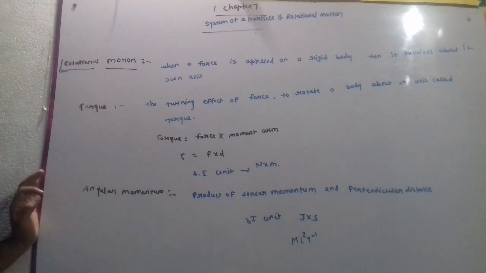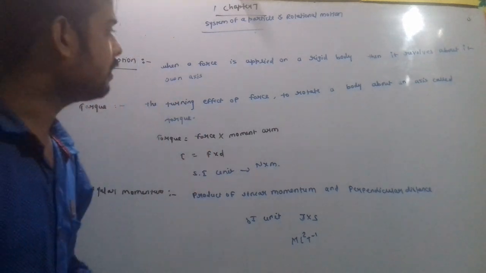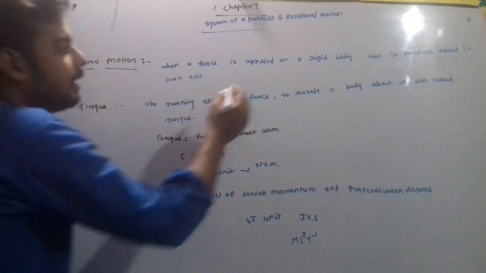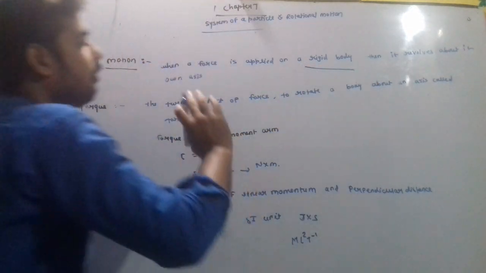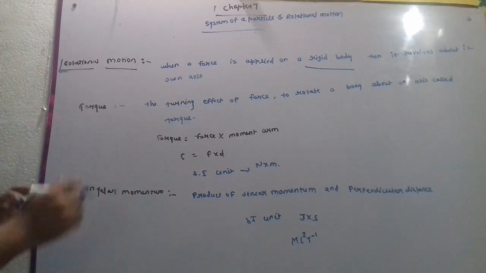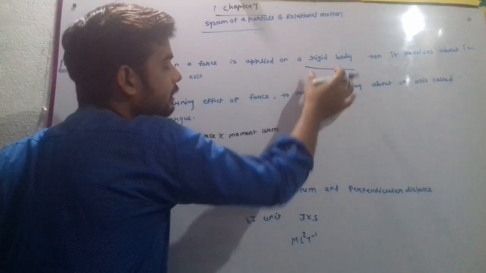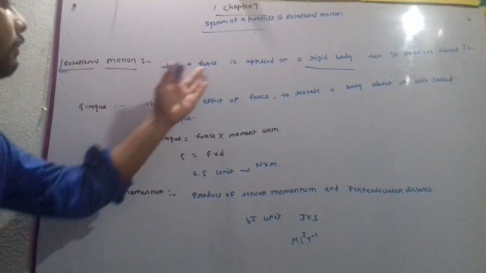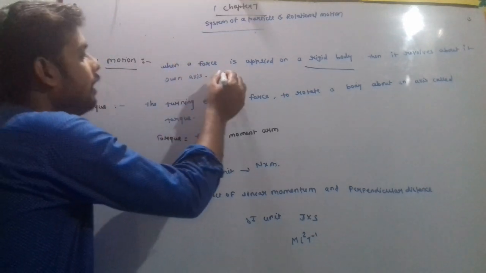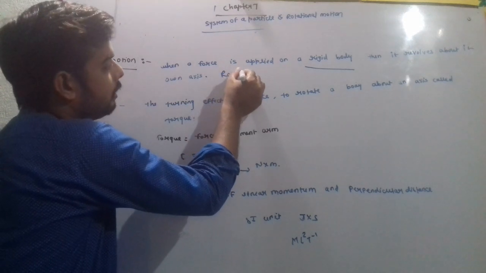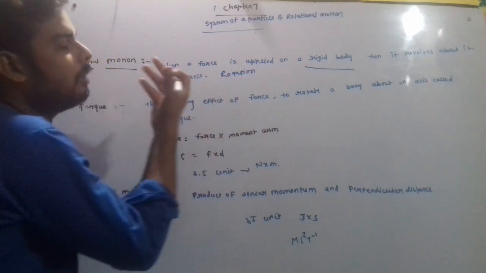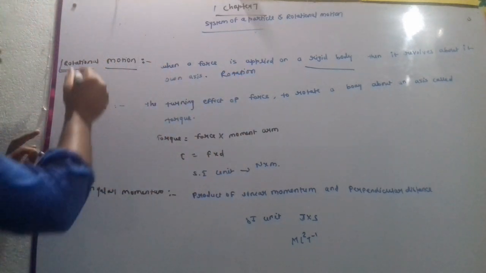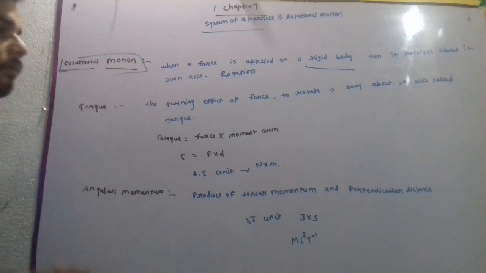We have studied earlier what rotational motion is. When a force is applied on a rigid body, it revolves about its own axis. Its related motion is known as rotational motion. That means it will revolve around its own axis, which is our rotational motion.